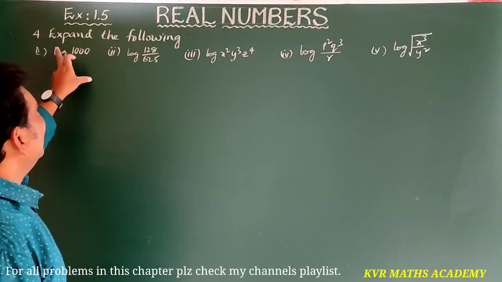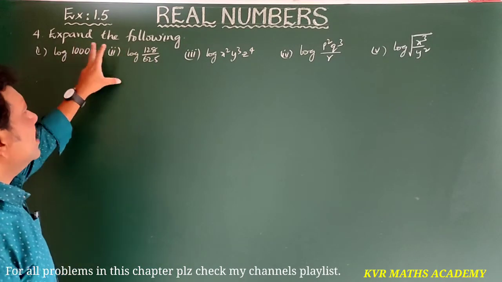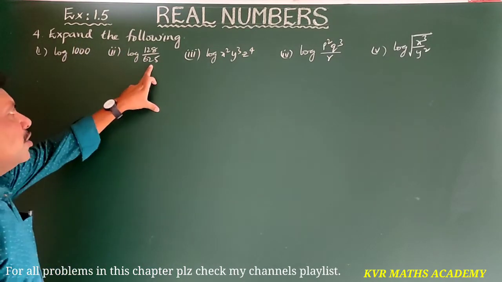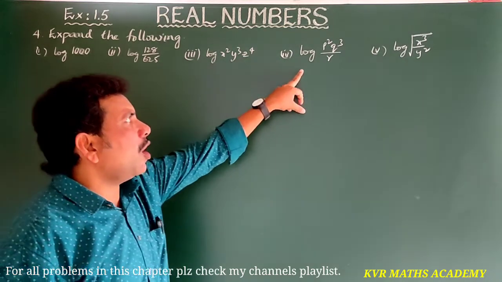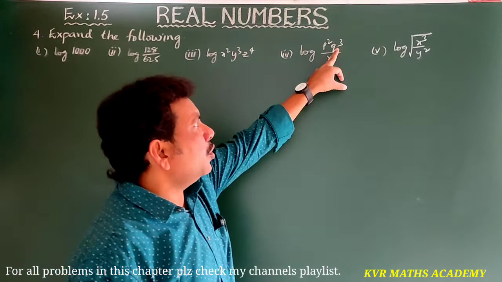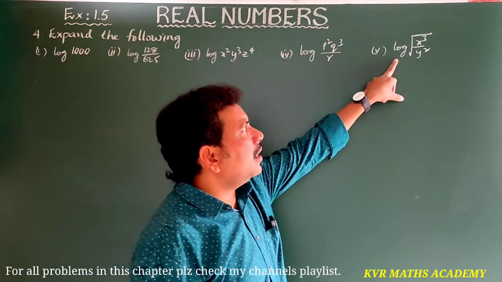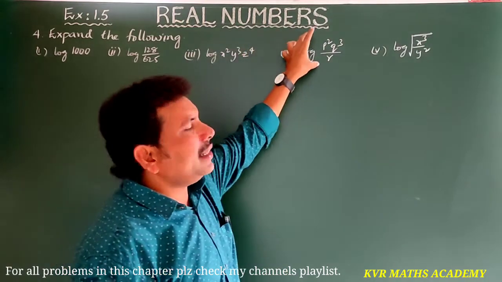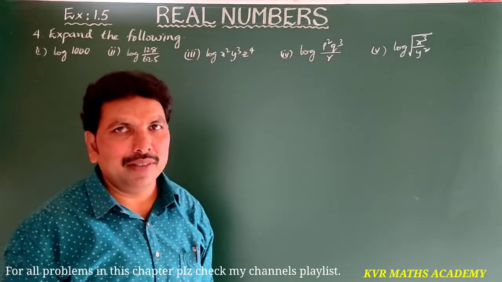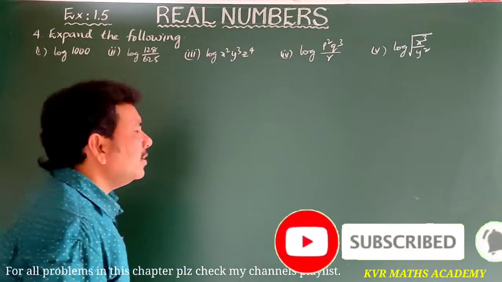Next, fourth question. Expand the following: log 1000, log 128 by 625, log x square y cube z power 4, log p square into q cube by r, log root of x cube by y square. We have to expand these logarithmic expressions. Let us do one by one.